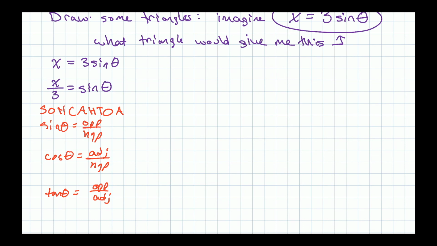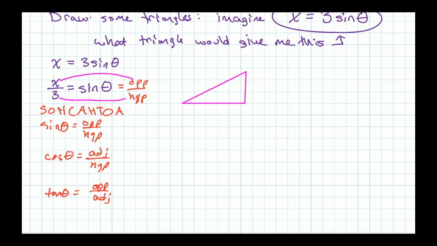From SOHCAHTOA, you know that the sine is the opposite side over the hypotenuse. So I'm just going to write that right here, opposite over hypotenuse. What we're going to do is x is going to be the opposite side of our triangle, and 3 is going to be the hypotenuse of our triangle. So we just draw a triangle.